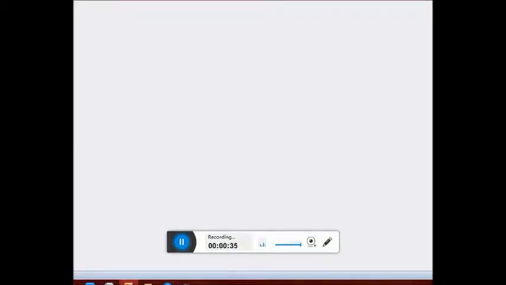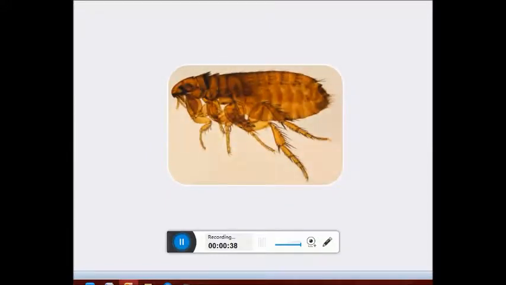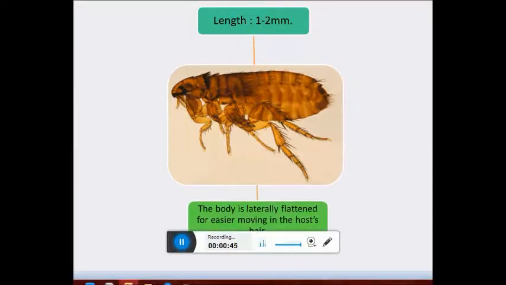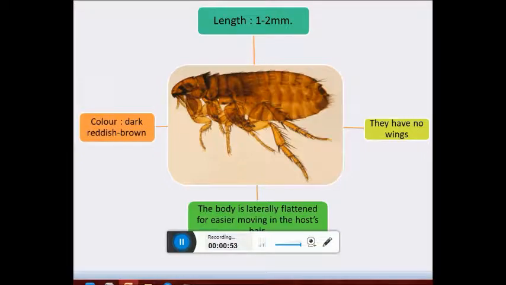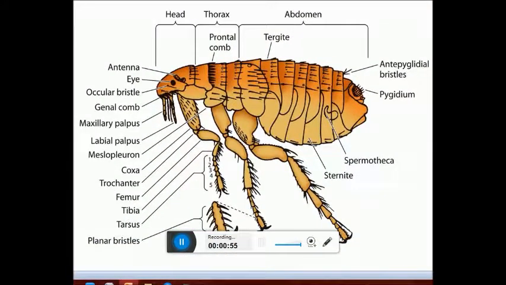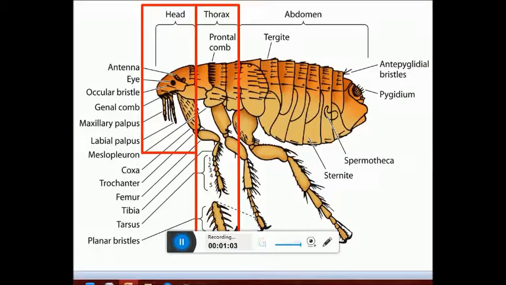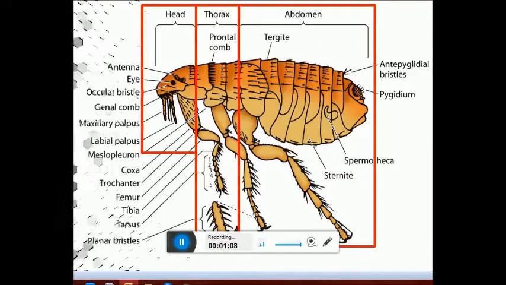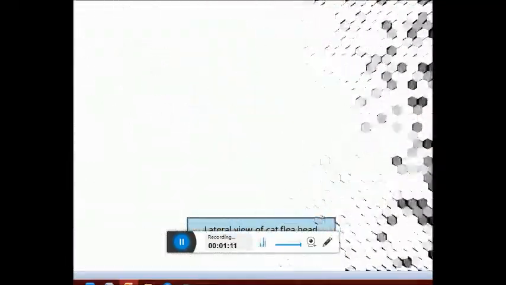Okay, so now let's move on to the morphology of adult cat fleas. It is usually 1 to 2 mm in length, and the body is laterally flattened for easier movement in the host hair. They have no wings, and the color is dark reddish brown. The body of fleas consists of 3 parts: first is the head, second is the thorax, and next is the abdomen. So now let us zoom in to the head of the cat flea.